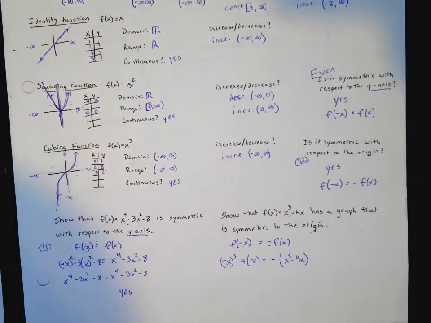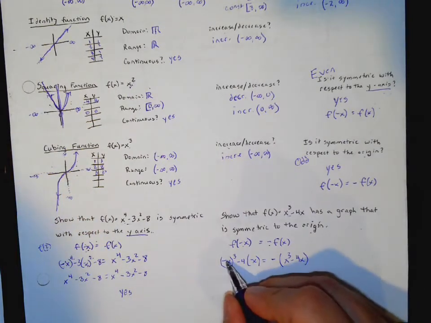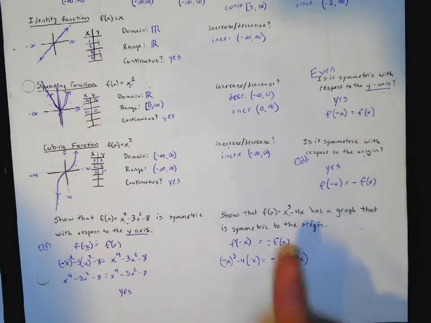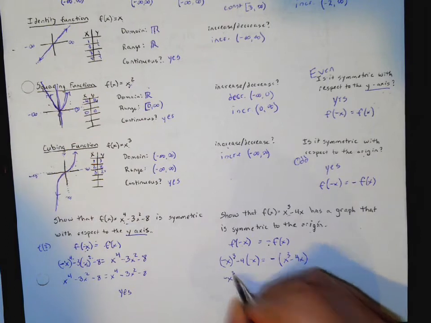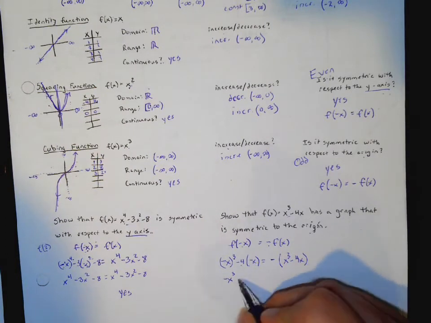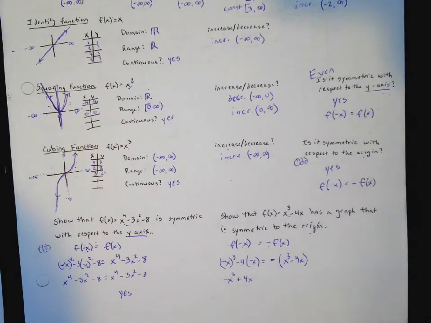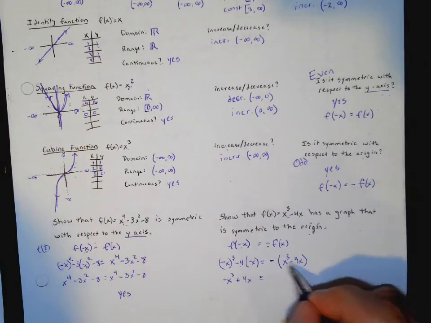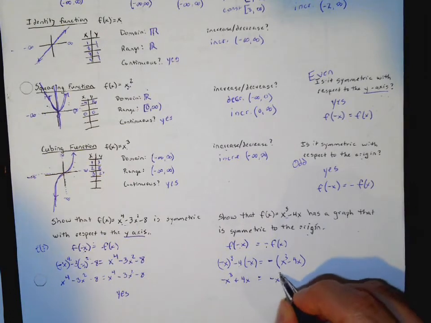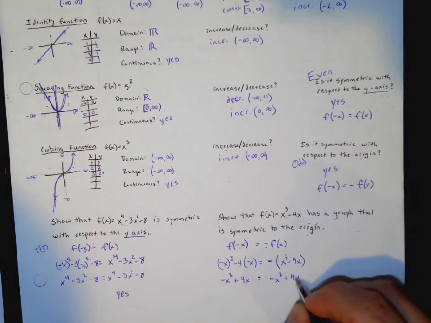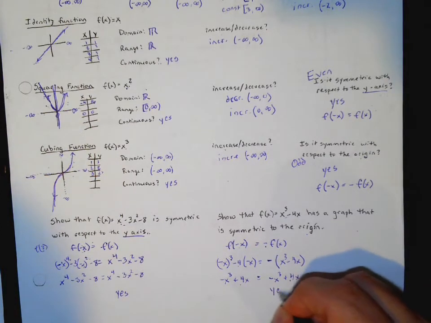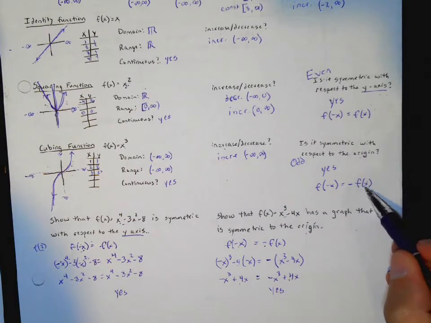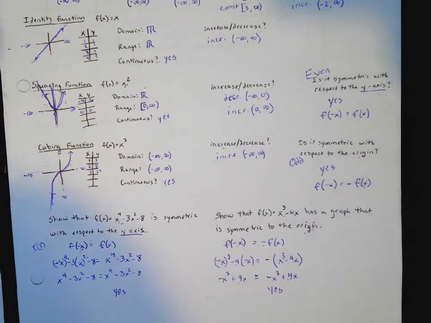Okay, so now I have to work those out. So a negative 1 to the 3rd power, negative 1 times negative 1 times negative 1, gives you negative 1, so it would still be negative x to the 3rd. And negative 4 times negative x makes that a positive 4x. Okay? And over here, if I distribute that negative through, I have negative x to the 3rd plus 4x. So you notice this side does equal this side. So yes, it is an odd function. It is reflected across the origin. Okay, so that's how we tell those.